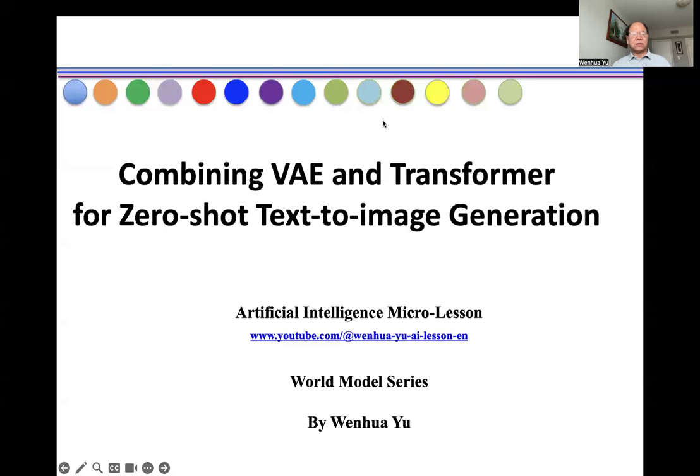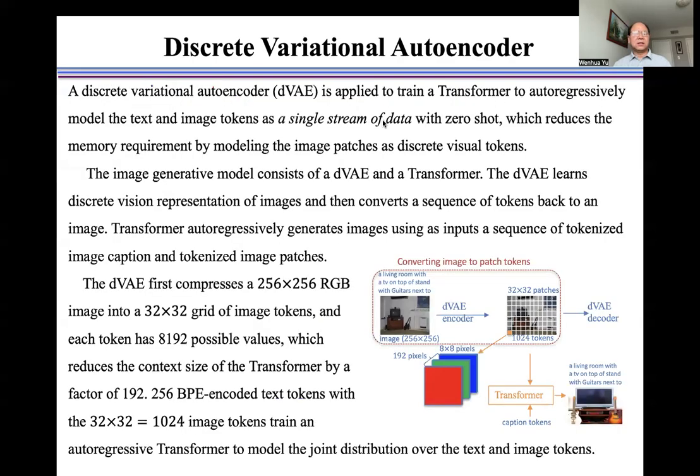In this video, I introduce combining VAE and Transformer for zero-shot text-to-image generation. A discrete variational autoencoder is applied to train a transformer to autoregressively model the text and image tokens as a single stream of data with zero shot, which reduces the memory requirement by modeling the image patches as discrete visual tokens. The image generation model consists of a discrete VAE and a transformer.